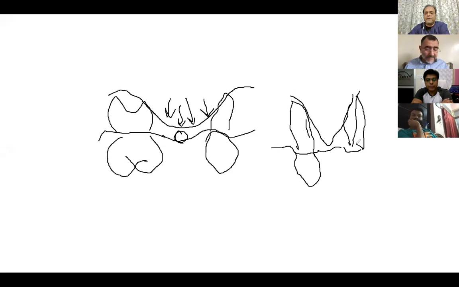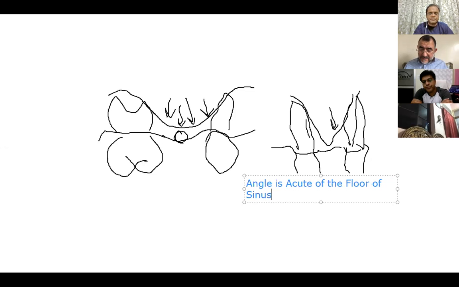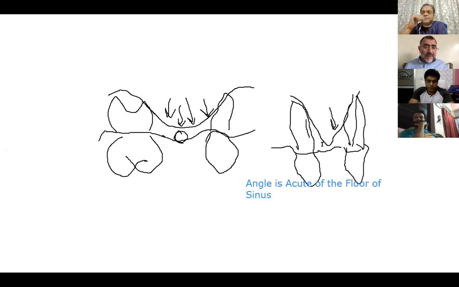Now, if you want to go for HP's technique in this kind of situation, there is always a chance of tear because the angle is an acute angle. So, would you like to advise, in this acute angle situation at the floor of the sinus, would you like to go for a HP's technique or not? Because then there is always a chance of perforation.